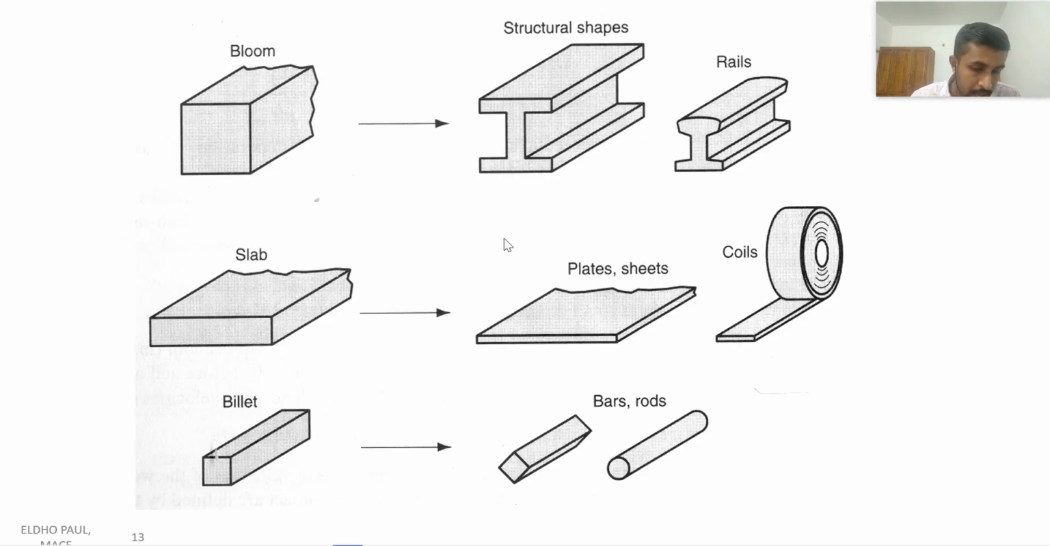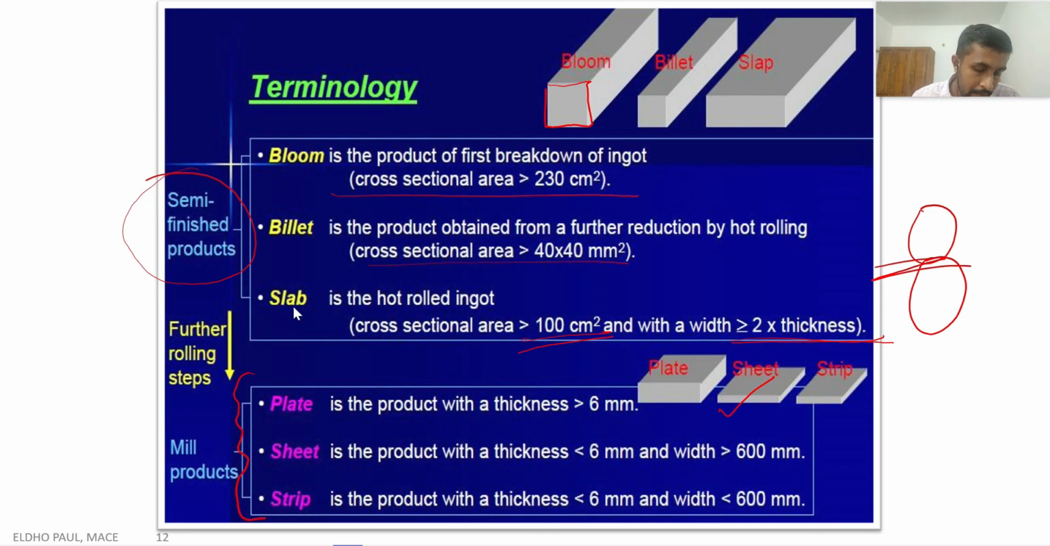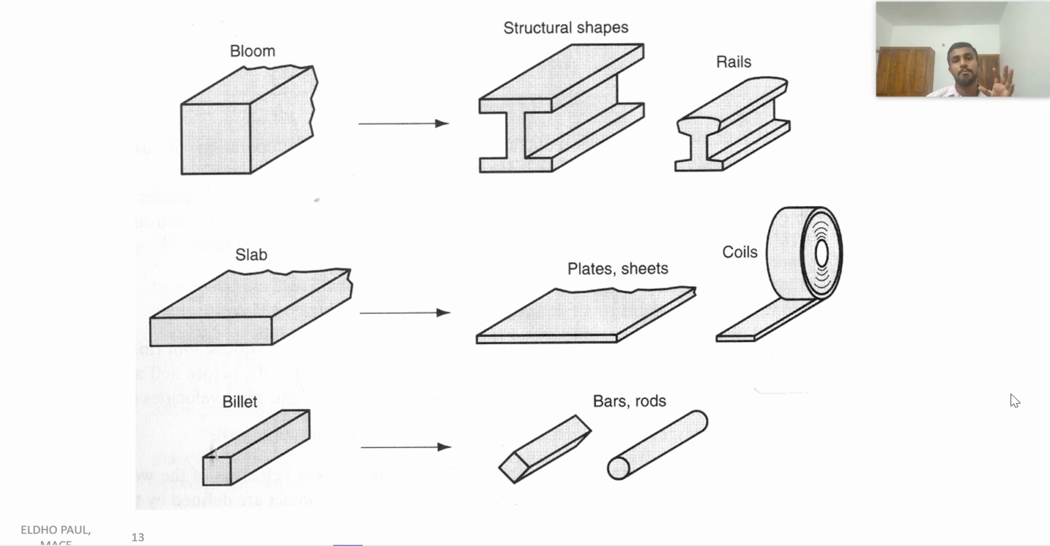Plate, sheet, and strip are actually flat products; the surface is flat. Other than these flat products, we can also make different cross sections by using the rolling process.